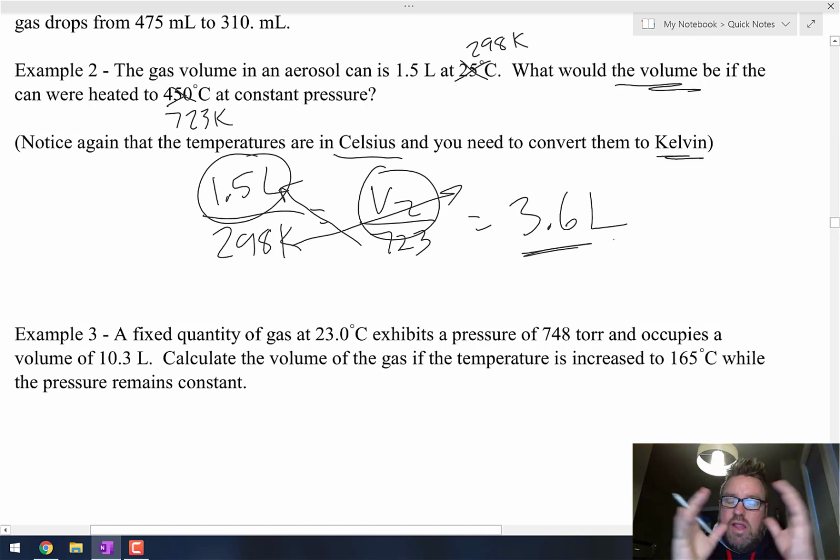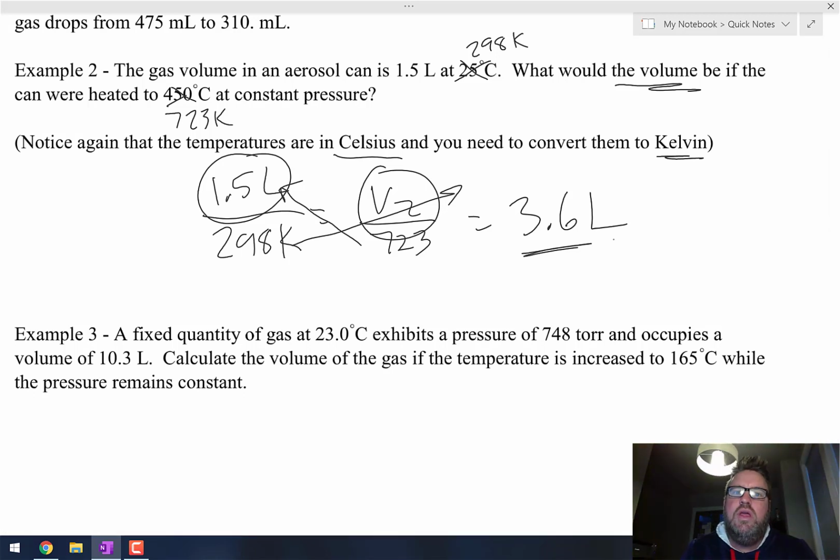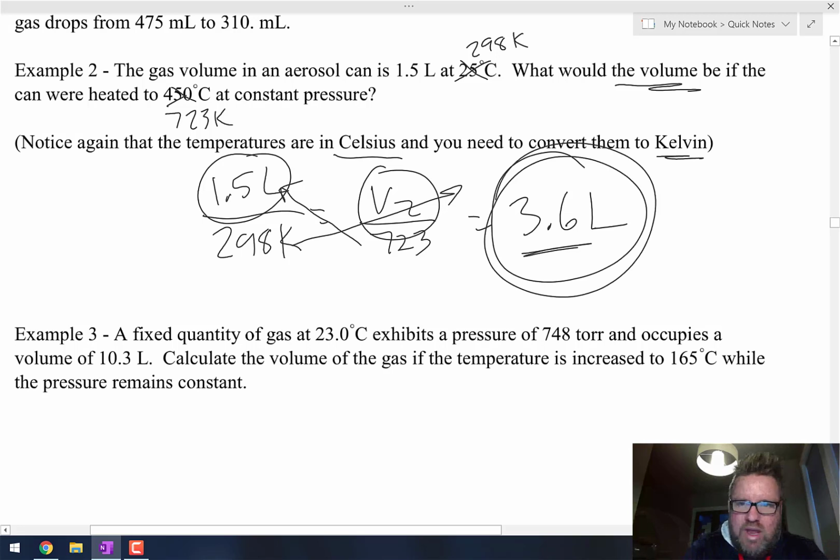Okay, and a lot of times, if an aerosol can gets too hot, what does it do? It explodes. And why does it explode? Because it needs more volume. It needs more space. Those particles start moving so fast with so much energy that if you throw an aerosol can in a fire, a lot of times it's going to explode because it doesn't have 3.6 liters, but it needs it. And so it's going to explode because that pressure is going to grow so much.